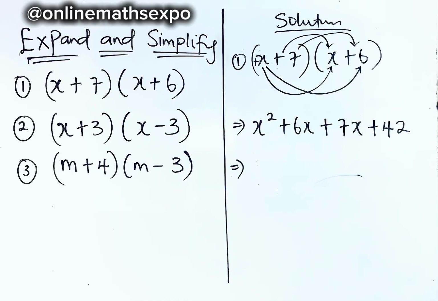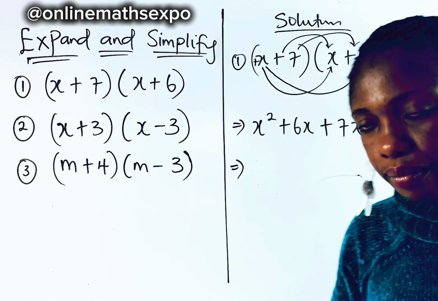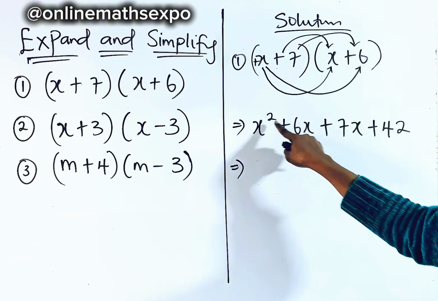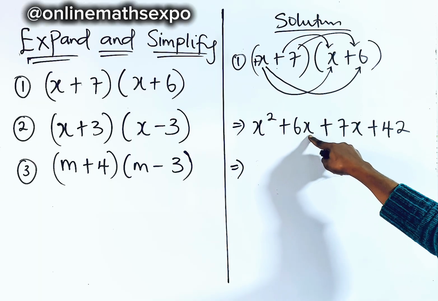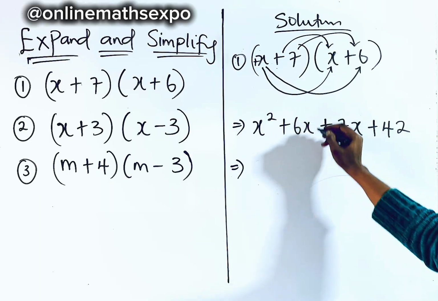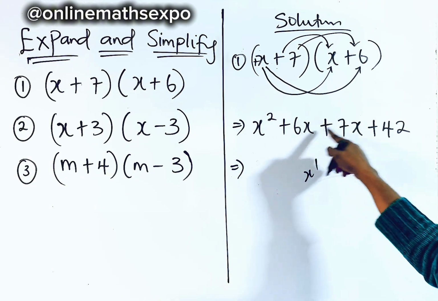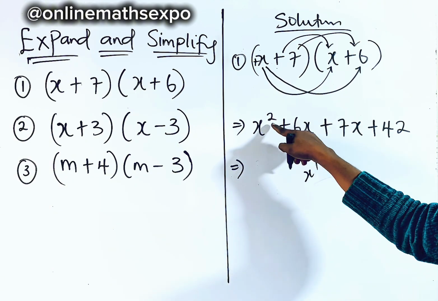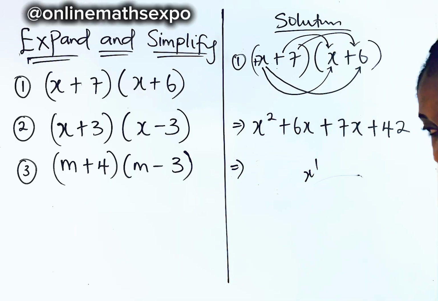Now you see, which ones do you add? Students usually get confused at this point. You add terms that are the same. This one is x squared, so it's not the same as these two. These ones are just x without a power. The power of this x is 1. So these two are of the same power, so you can add them together. Whereas this one is squared. So we cannot add these three, as they are not the same terms.